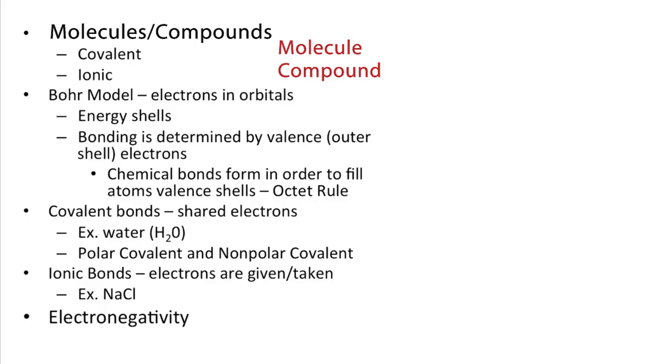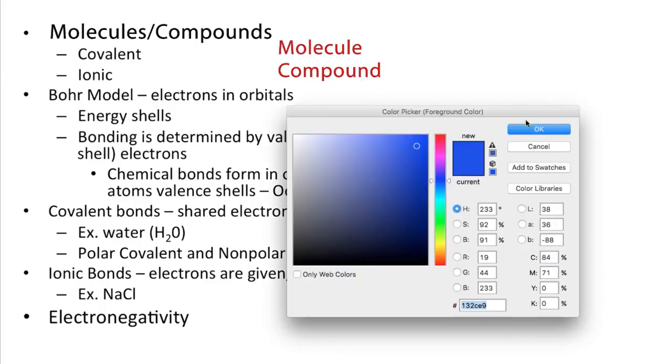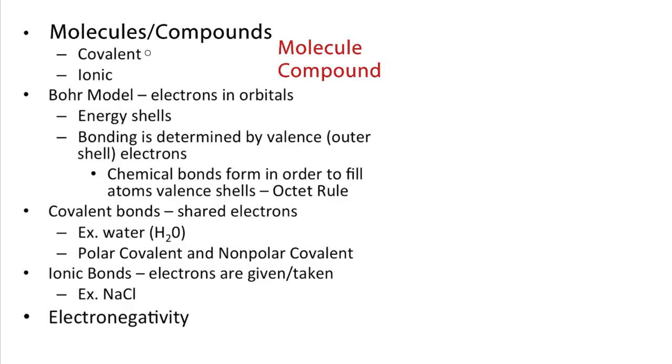Covalent bonding is when atoms are going to share electrons. And ionic bonding is when the electrons are actually getting transferred. So one atom is giving an electron or more to another atom. We'll talk more about why atoms would share or transfer electrons in just a little bit.